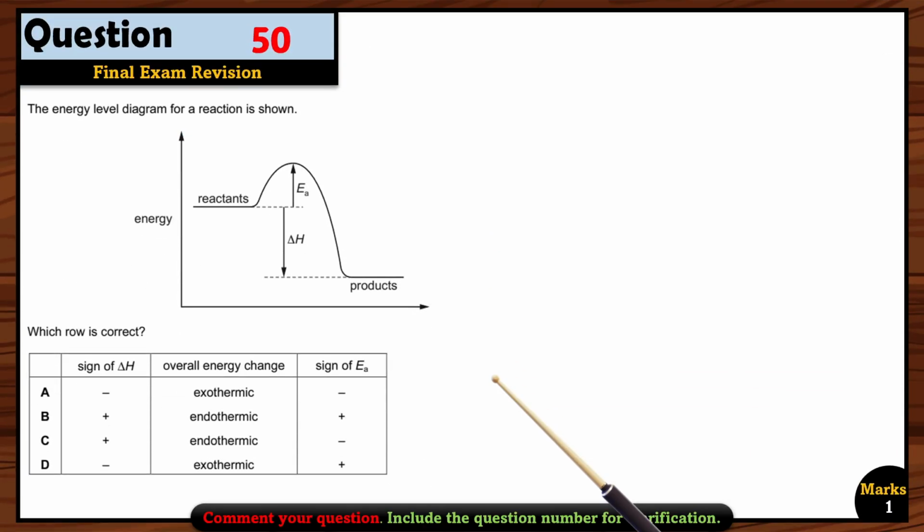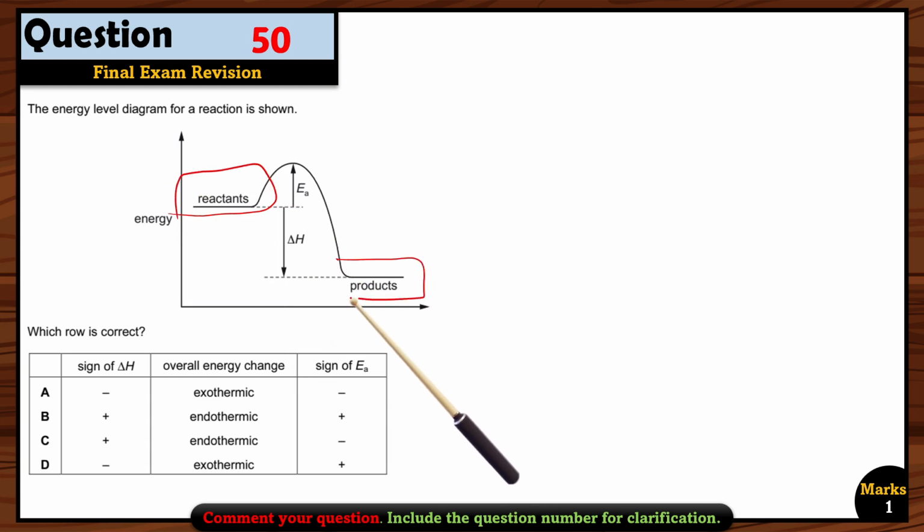Let's see another example of the question and see which diagram this is. The energy level diagram for a reaction is shown. Which row is correct? Now, if you see, your reactants are at the top and the product is at the bottom. So this reaction is actually exothermic now because all the heat is given out. So now your products are at lower energy level. So first of all, we have to find where the exothermic is written. Yes, this one is exothermic. A or D option can be right.